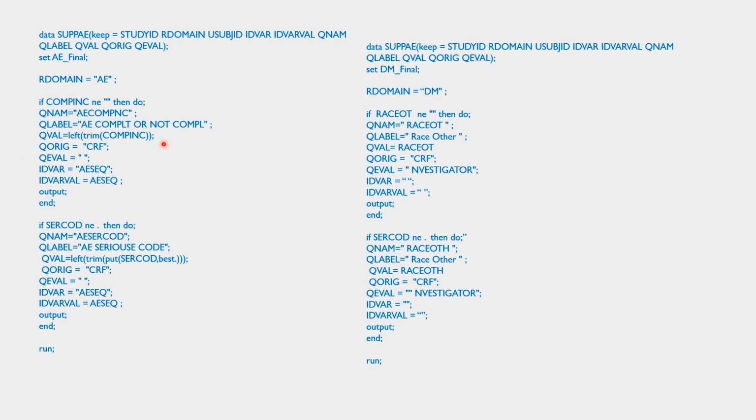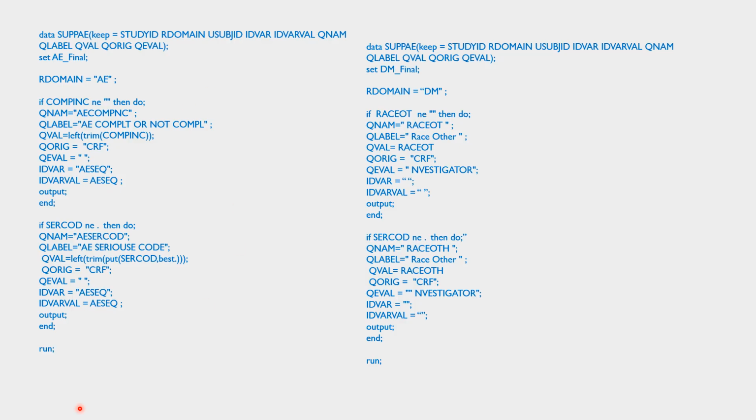If you want to create one more variable in the same domain, you need to write the same code again, with an output, so that the data will be captured. One more variable is also available, so in that case we write the same code: if SCRCOD is not equal to missing, then do. QNAM will be that variable name, the label will be that variable label, and QVAL will be that variable value. Origin will be CRF, and eval will be missing; if available, we capture it. IDVAR will always be the sequence, IDVARVAL the sequence number values, then output. So this is for the AE domain, capturing two variables.